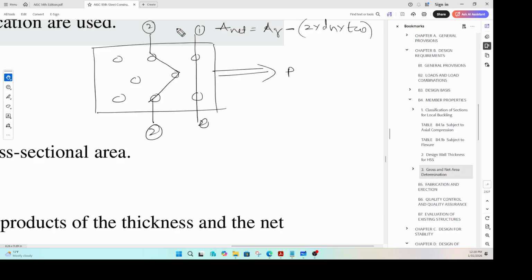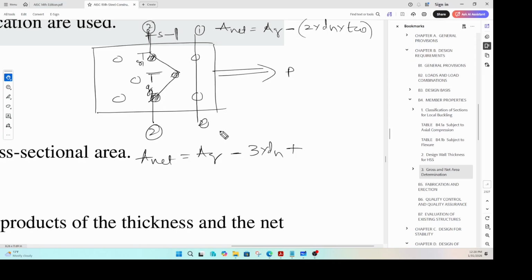Then you need a couple of dimensions. You need this dimension called S, and that dimension called G. Let us say this dimension is G1 and this dimension is G2. Let's say you have two different gauge distances. Then your A net is A gross minus, you have one bolt hole, two bolt holes, three bolt holes, so 3 times the diameter of the hole.